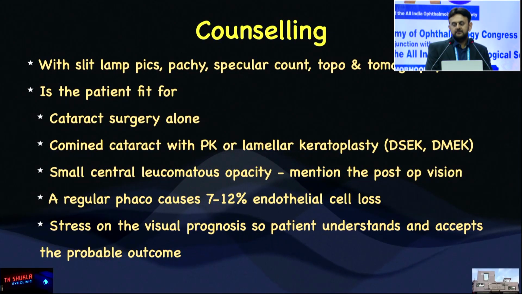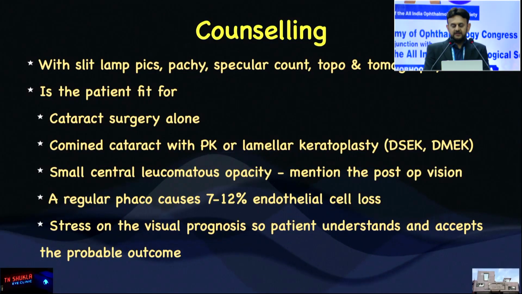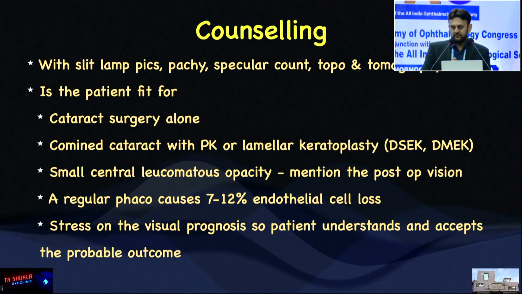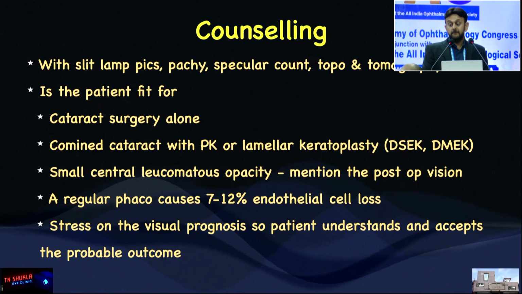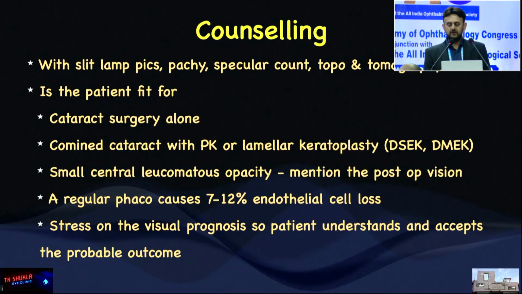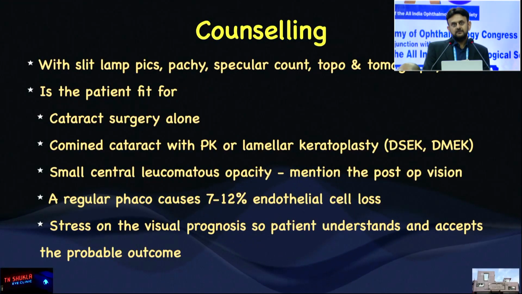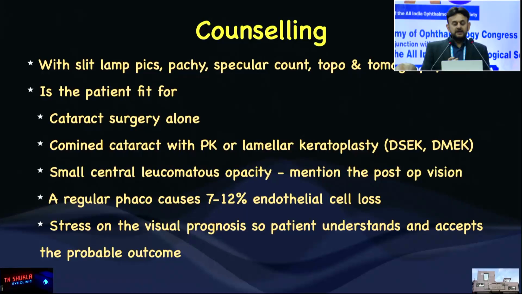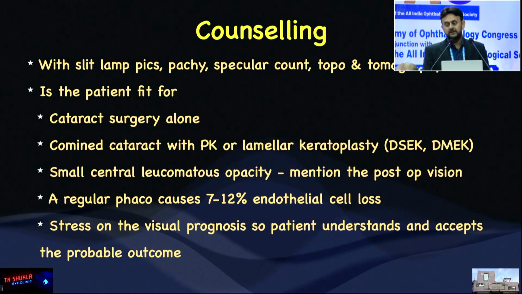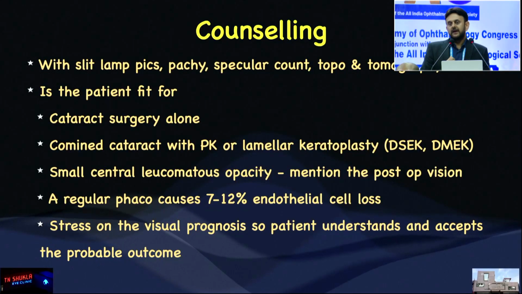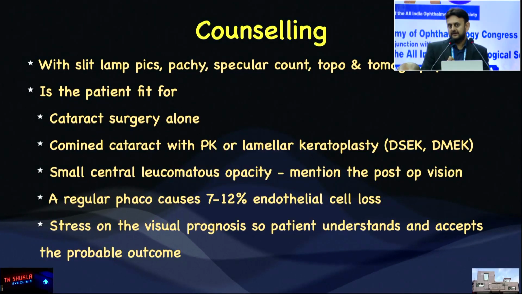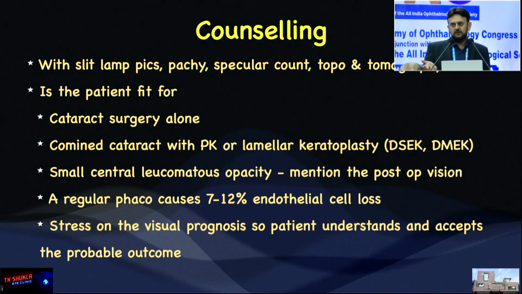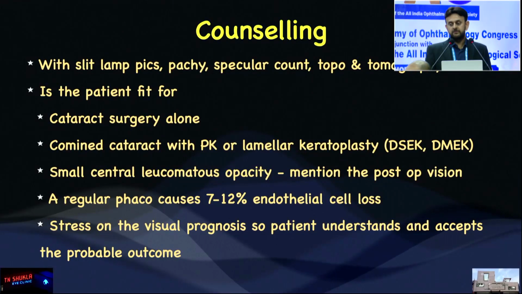Now with the slit lamp pictures, the pachymetry, specular count, and tomography, everything in front of us, we have to ask ourselves first, is the patient fit for, number one, a cataract surgery alone? Number two, a cataract surgery combined with a PK or a lamellar keratoplasty, a DSEK or a DMEK? And if you have a central leukomatous or a nebular corneal opacity, you have to make sure that you mention very clearly to the patient what the post-operative vision is going to be. Because this patient has come to you with a problem, and if you just treat the cataract and you leave behind a central opacity which is leading to glare at night, or for that matter, a loss of a line of vision, he or she won't be very happy.